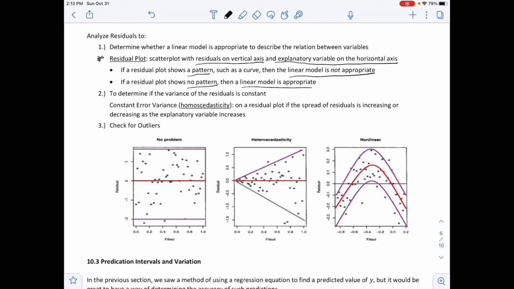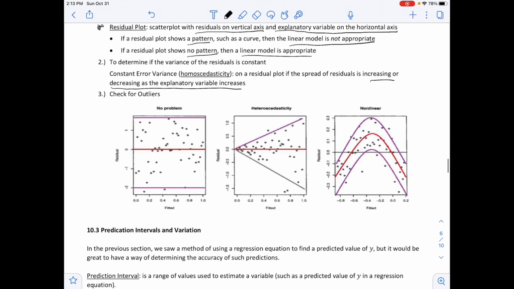So to determine if the variance of the residuals is constant, we have what's called constant error variance, or homoscedasticity. On a residual plot, we look at whether the spread of the residuals is increasing or decreasing as the explanatory variable increases. For the first one, there is no relationship or pattern that we see between those residuals and our variable.